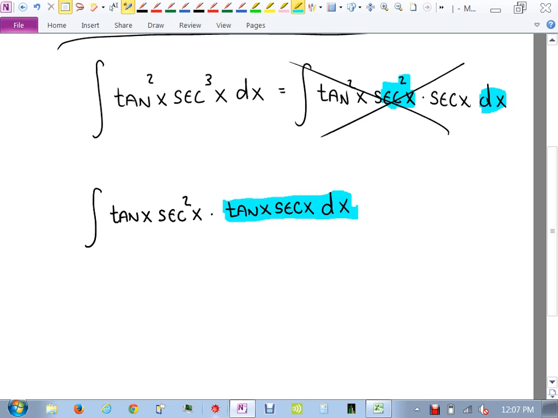Right? Like if that tangent isn't there, if that tangent's not there, then what could I let my u be? Secant x. Then the derivative of that would be that, and so you'd have u squared du. But it's there. So still no go here, right?